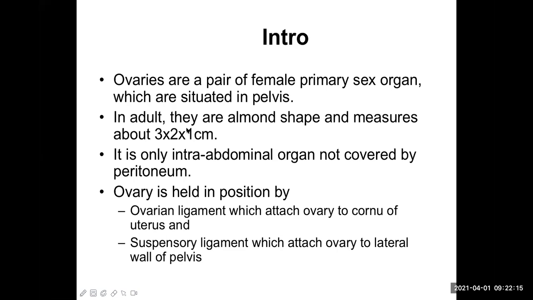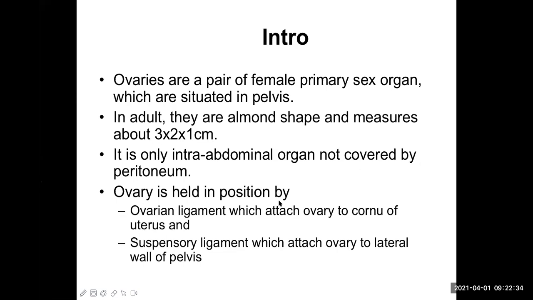In adults, they are almond shaped and measure about 3 times 2 times 1 centimeter. So this is the measurement of the ovary in a female. It is the only intra-abdominal organ not covered by peritoneum. So this is one important point.